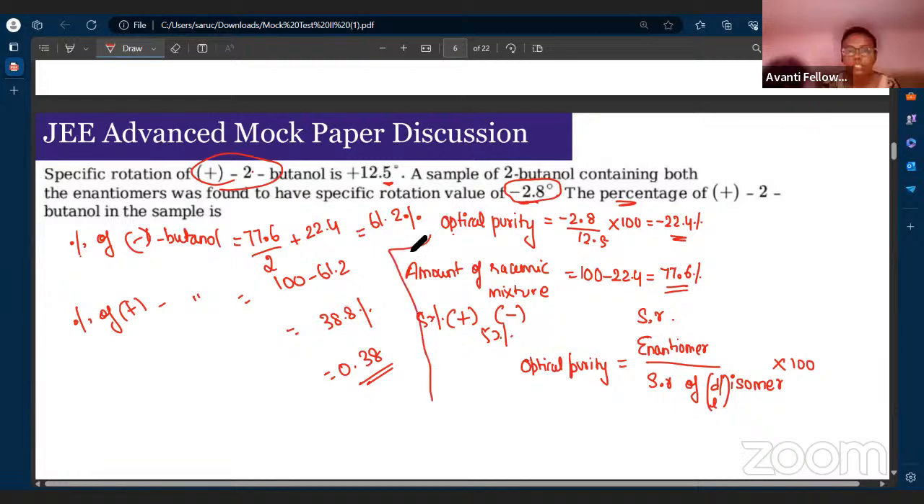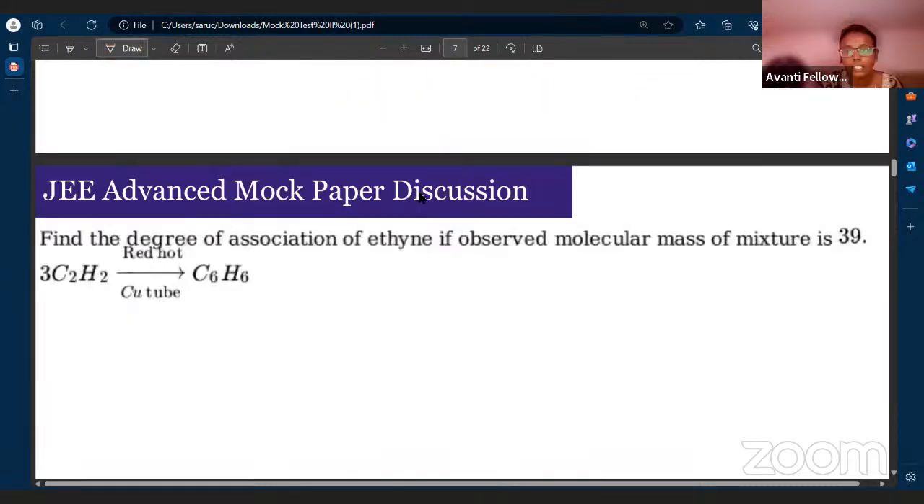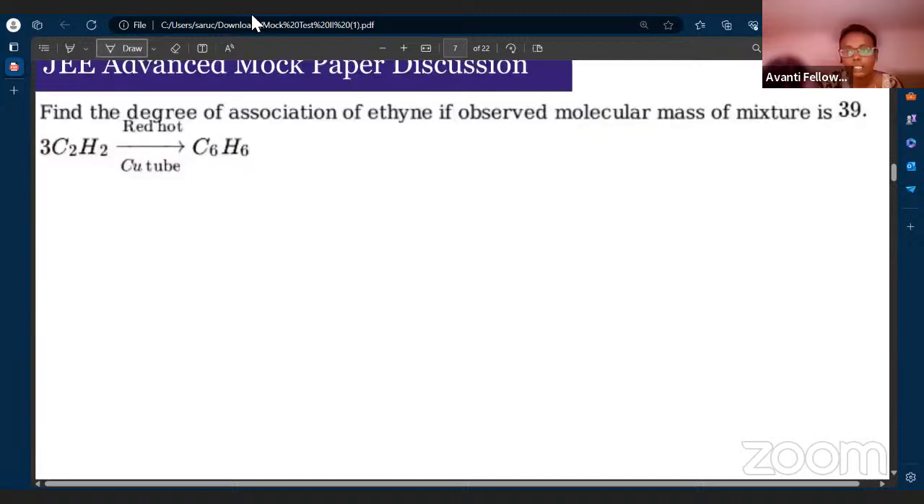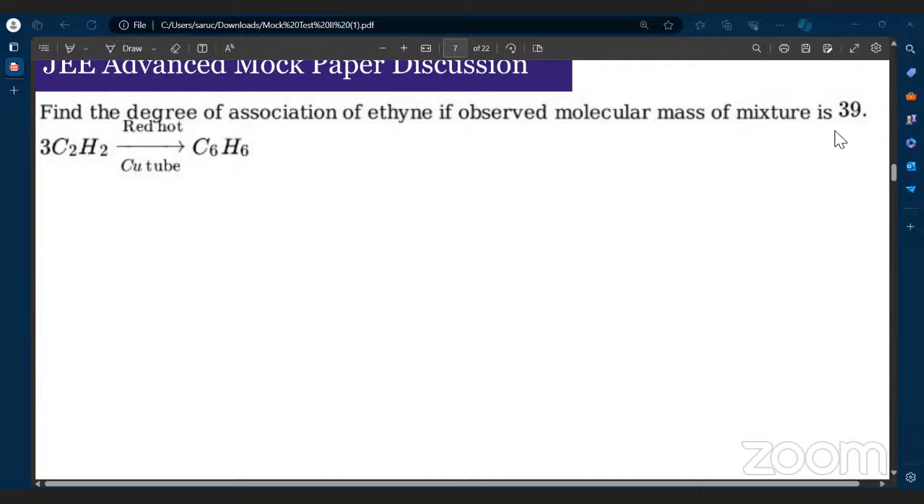Moving to the next question. Find the degree of association of ethyne. The observed molecular mass of the mixture is given. You have to find out the degree of association of ethyne.